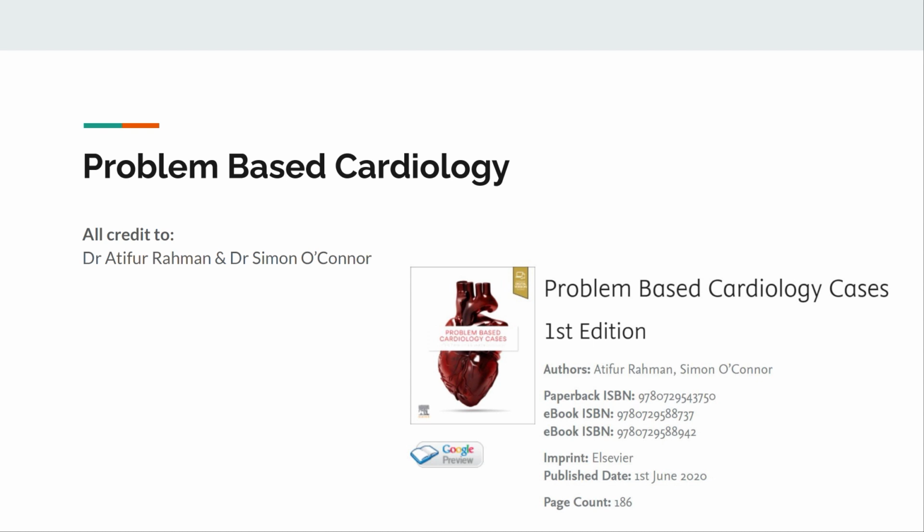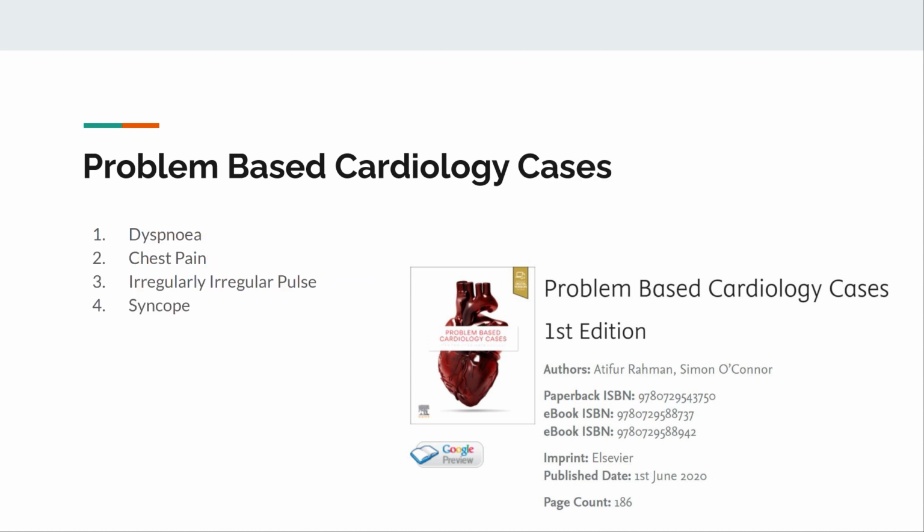So this is all based on a book called Problem-Based Cardiology Cases by a cardiologist at Gold Coast Hospital, Dr. Rahman, and also his colleague, Dr. O'Connor from Melbourne, I believe. So full credit to these guys. None of this is really my own ideas. These are cases from their book.